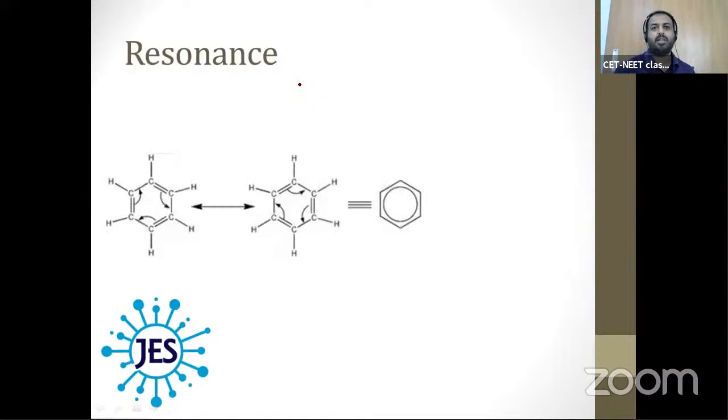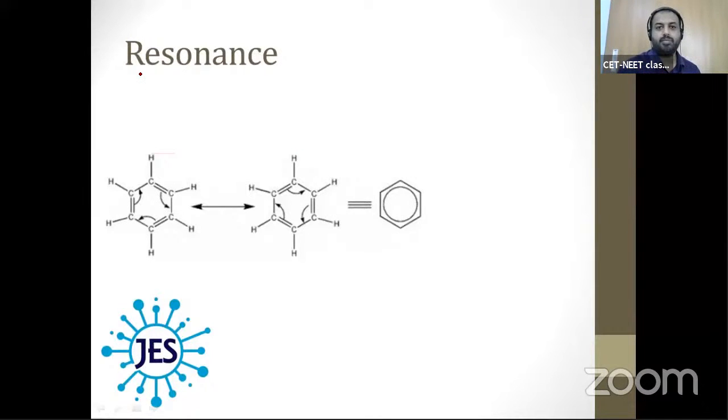See this? The best example that is quoted is benzene. Multiple structures can be written for benzene. I have just shown two here. You can write many more structures for benzene. When you can write many structures for a molecule, the question that arises is: which structure is the correct structure? That's where the phenomenon of resonance comes in.